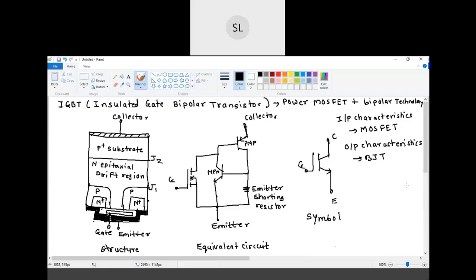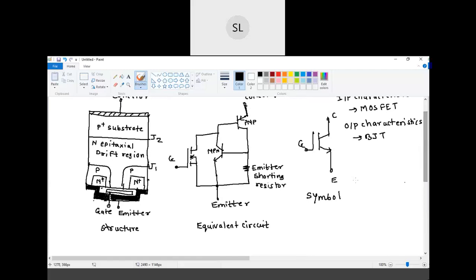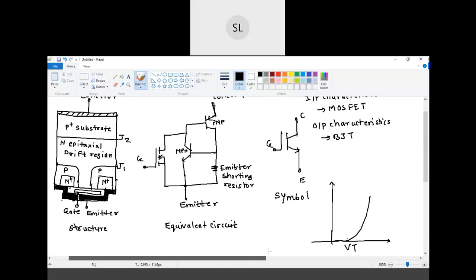So if we look at the operating characteristics, as I've already told you, the input characteristics are the same as those of the power MOSFET. We have studied the input characteristics of the power MOSFET: until and unless a sufficient positive gate voltage equal to the threshold voltage has been applied to this MOSFET, it won't conduct.